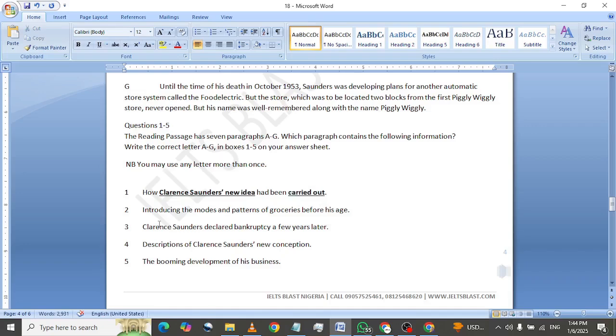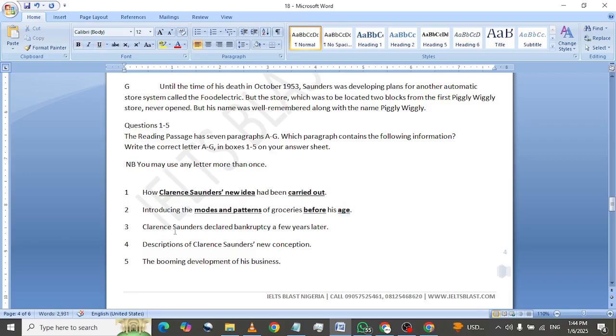The second one says, introducing the modern pattern of glossary store before his age. Introducing the modern, you underline that. Then before, please pay attention to that word. Before. Then his age. You underline that.